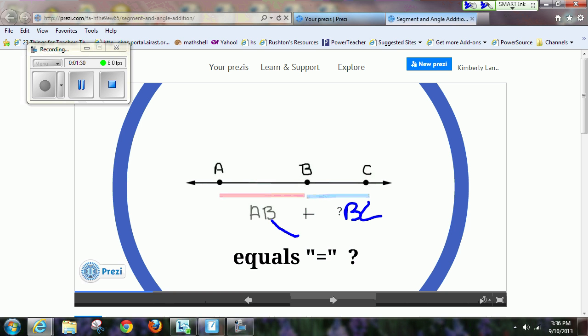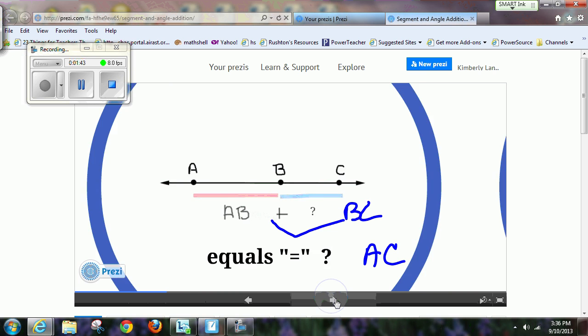Notice B is what's in common. It's between A and C. AB plus BC should equal the total length of this segment, AC. So we are combining two segments to make a longer segment by segment addition.